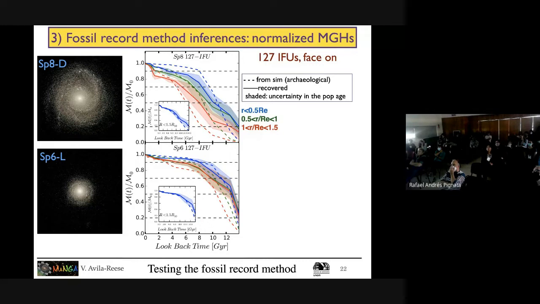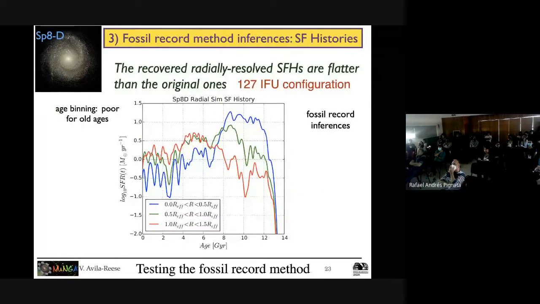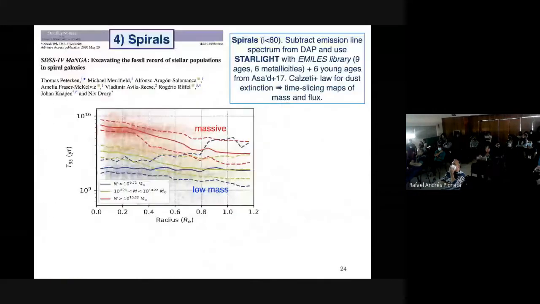The dashed lines in this figure are the real ones in the simulations, and the solid lines are the recovered ones. So you can see that we lost a little of the inside-out. The real inside-out in the simulation is wider than the recovered ones. For the early type galaxies, the differences are small, so I will skip this one.